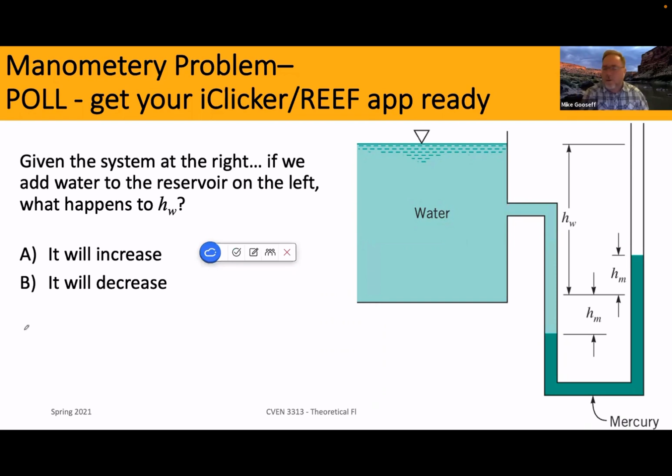Oops. Oh no. Okay, good. I was afraid I lost it in between the two screens. That would have been bad. All right. Let's go on to the next problem.